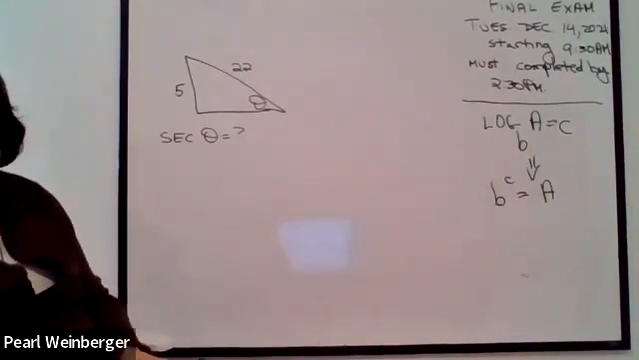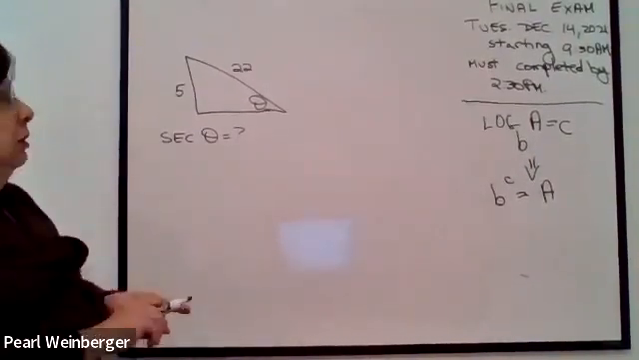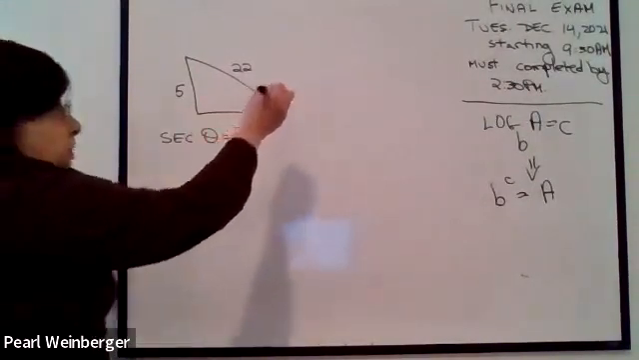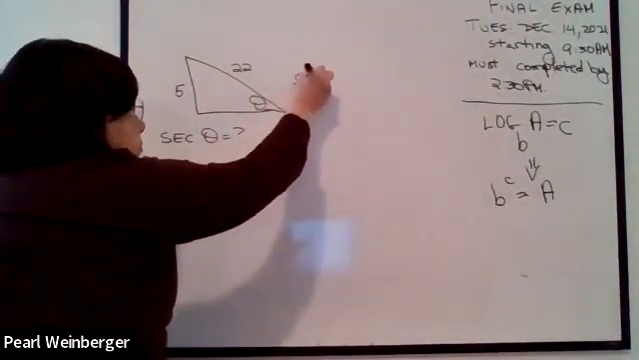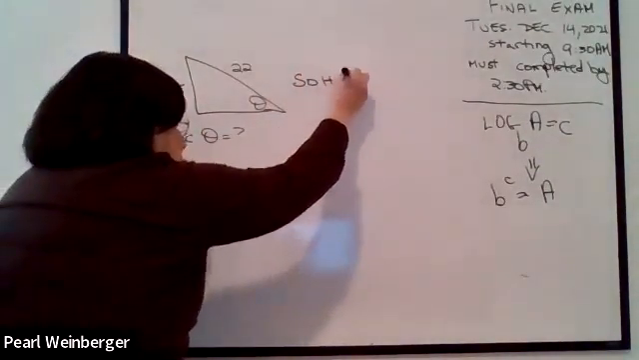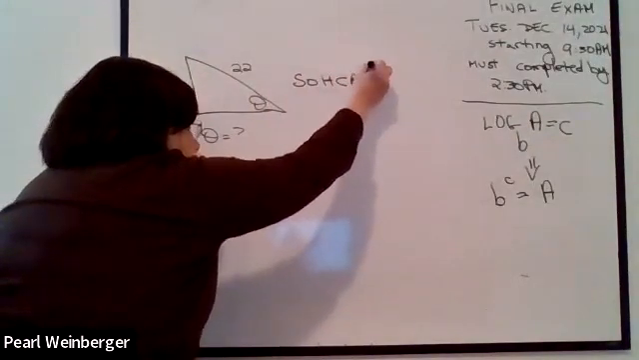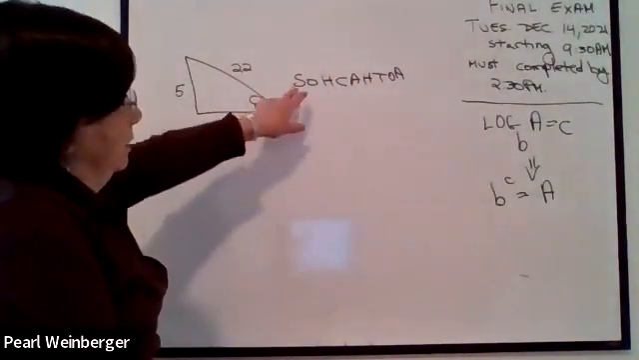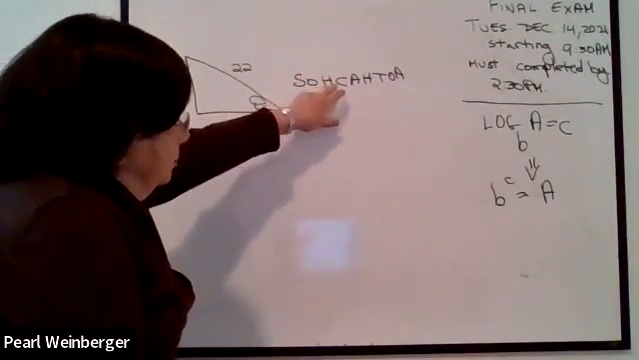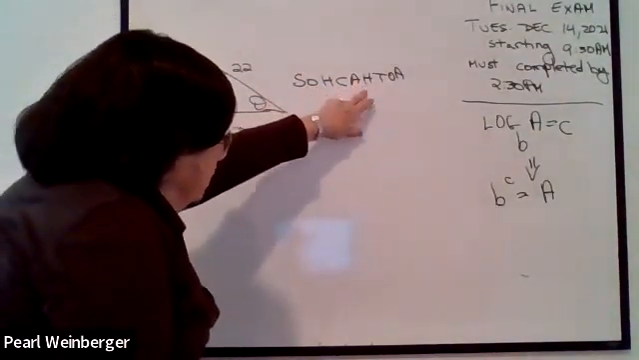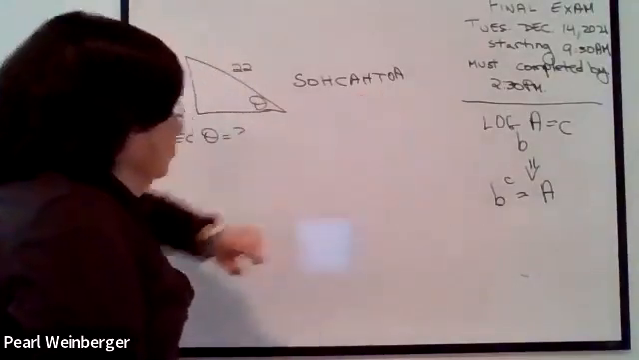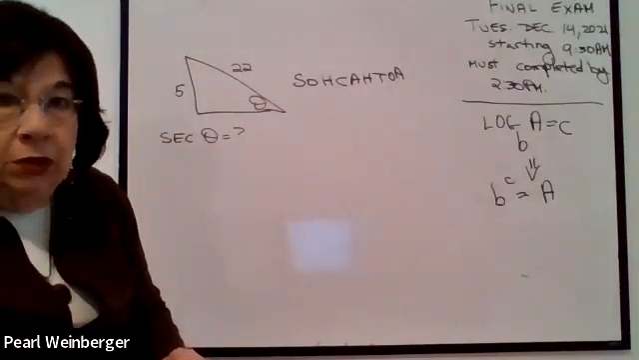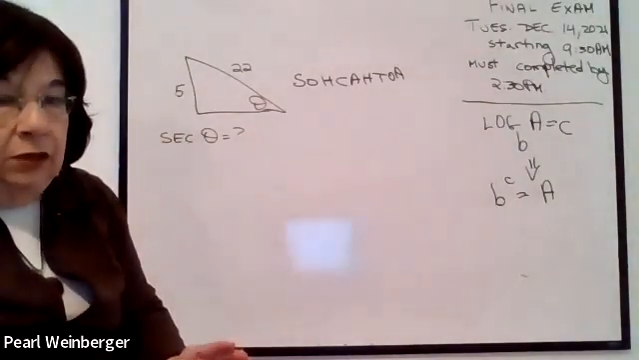Okay, I think we should try it together now. What do we have to remember? First thing we have to remember is our SOHCAHTOA. And make sure you know how to spell it right. Sine is opposite over hypotenuse. Cosine is adjacent over hypotenuse. Tangent is opposite over adjacent. Those tell you about the three primary trigonometric functions, the sine, the cosine, and the tangent.